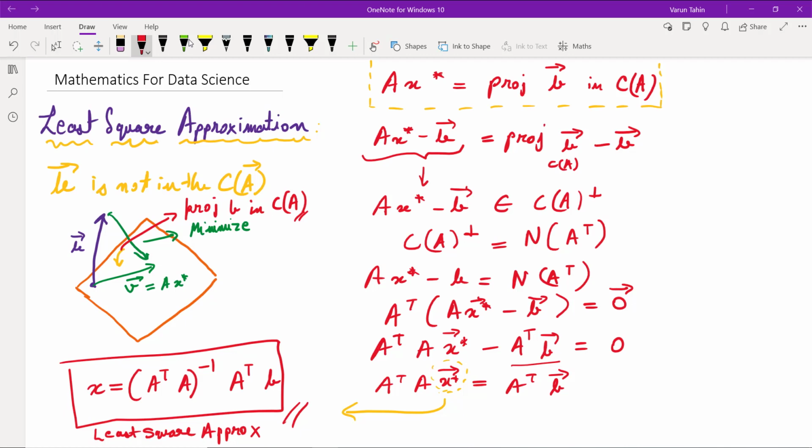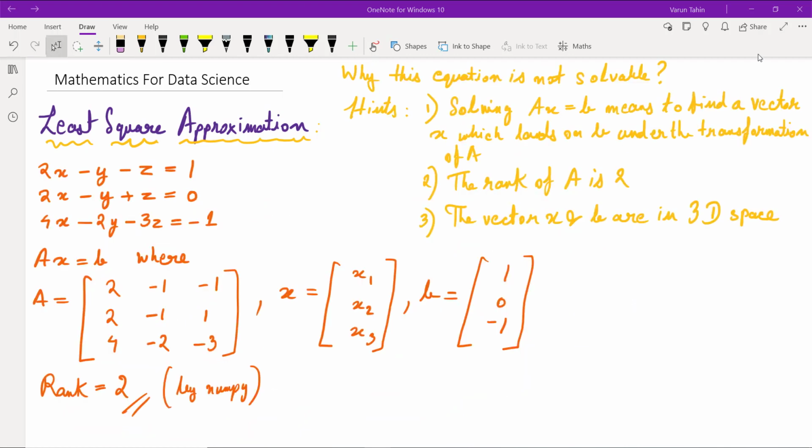We will study this further in linear regression, so don't worry about this. Now you have a system of linear equations, and can you try to think about why this system is not solvable? You have various hints with you. The first says solving Ax equals B means to find a vector x which lands on B under the transformation of A. You are also given the rank of A, which is 2, and the third hint is that the vectors x and b are in 3D space. So please pause this video and try to think about it.